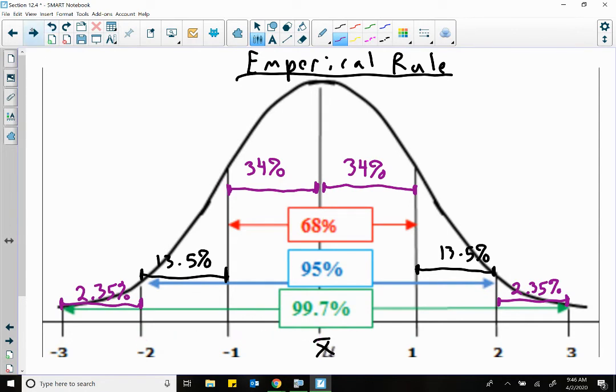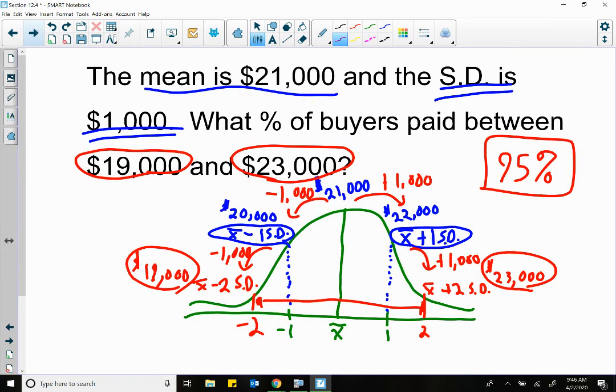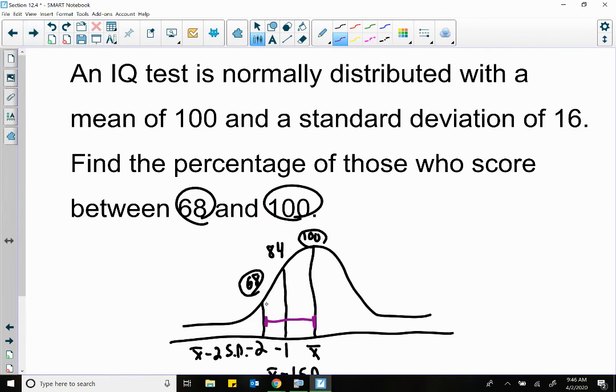Okay, so going back, we know that this small little piece right here is 13.5%. We know that this piece right here is 34%. So what's 13.5 plus 34? That gives us 47.5% who scored between 68 and 100. Cool.